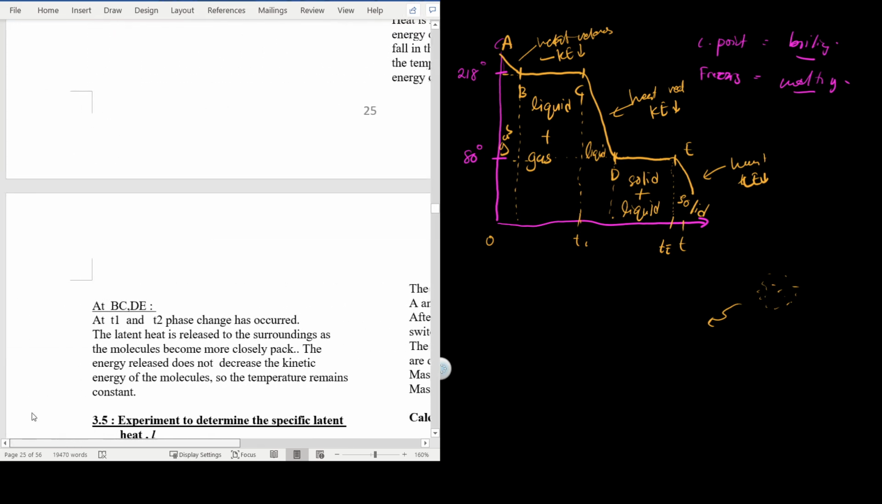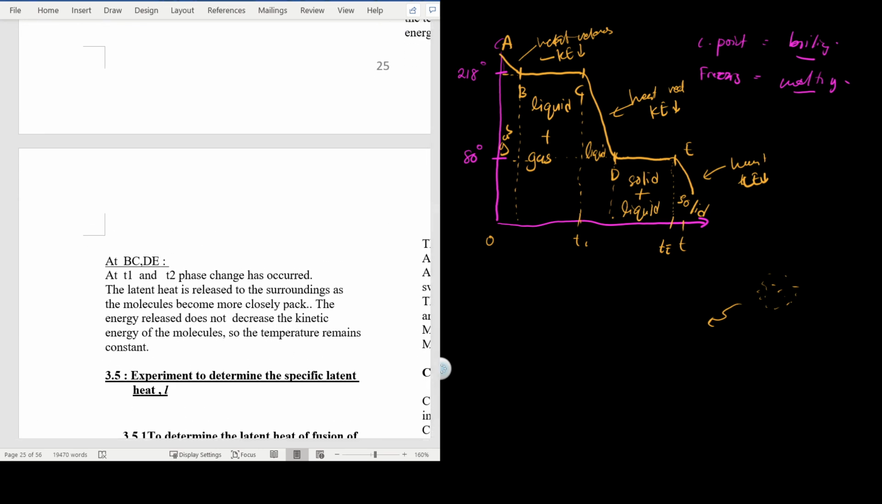So at B, C and D, E, these two flat lines, the phase change occurs. At B, C, D, E, phase change starts to occur. The latent heat here is released. Okay, let's write it in color. From B to C, latent heat is released. And from D to E, latent heat is released to the surroundings as the molecules become more closely packed.